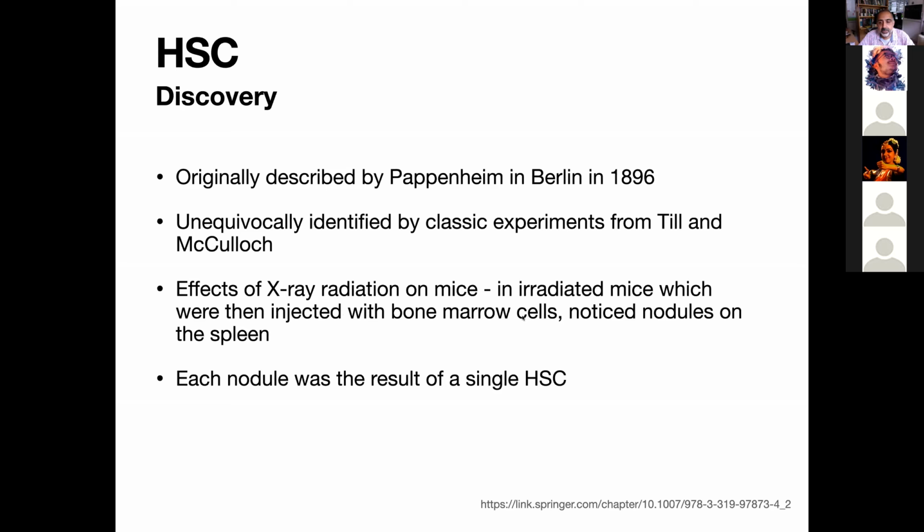What they noticed soon after was nodules on the spleen, little bumps on the spleen. When they looked at these bumps, they realized that they were full of hematopoietic stem cells. These stem cells could be cultured, and each nodule was the result of a single hematopoietic stem cell. They went on to show that just these isolated nodules were able to rescue the effect of X-ray radiation on mice.